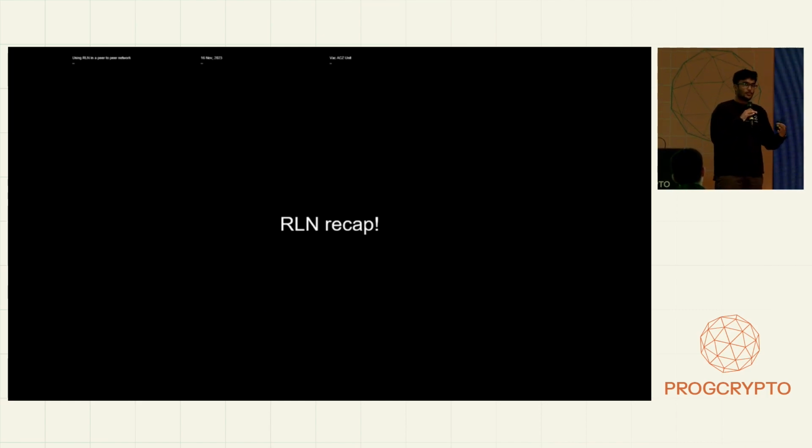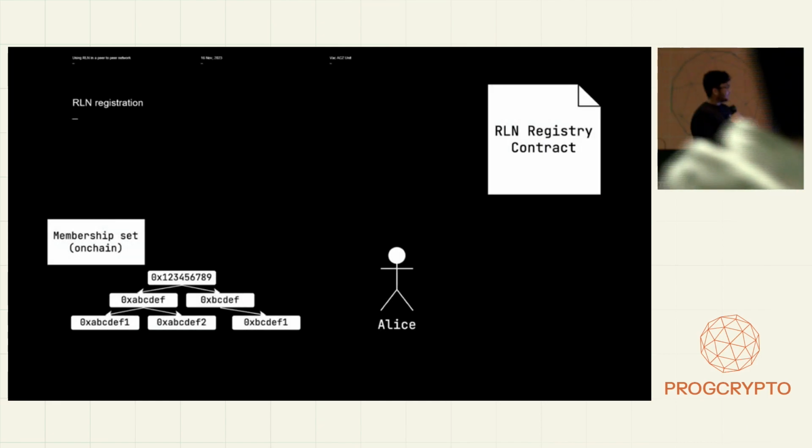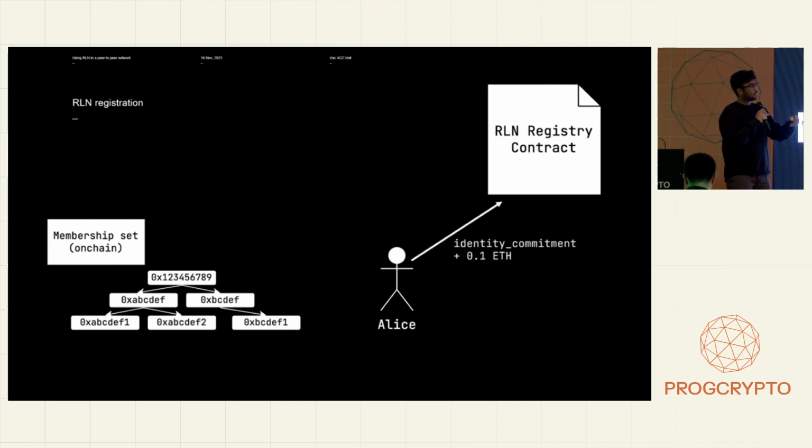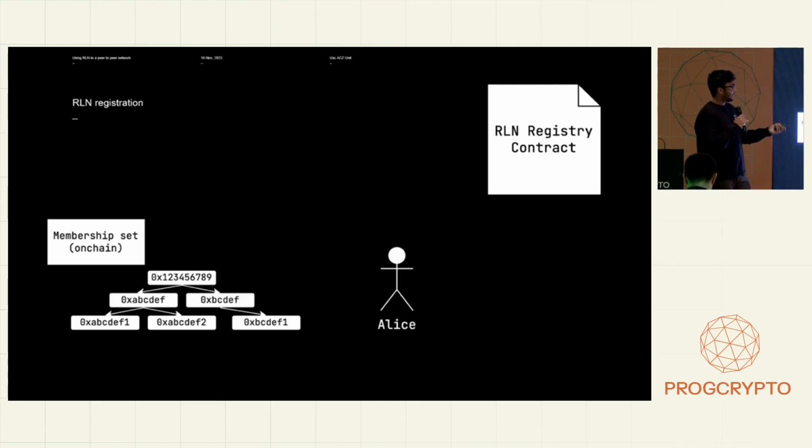Let us go through the RLN registration process so that I can explain what Waku looks like with RLN. So here we have Alice. Again, she is the bad actor. She generates identity credentials, and she submits them to the membership contract with some stake. And then her commitment is added to the Merkle tree here.